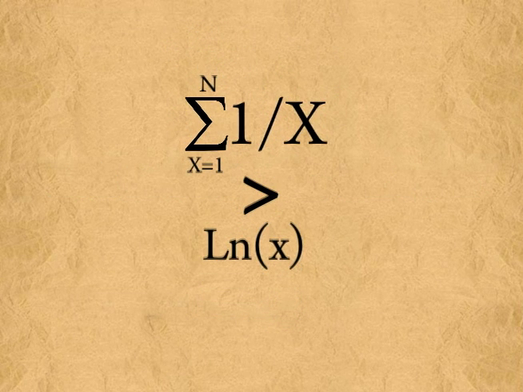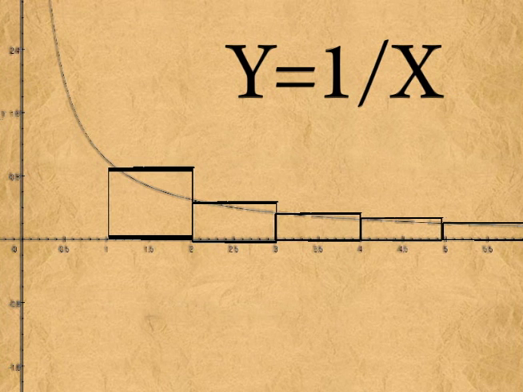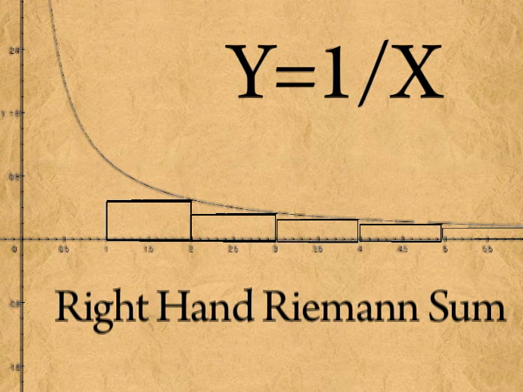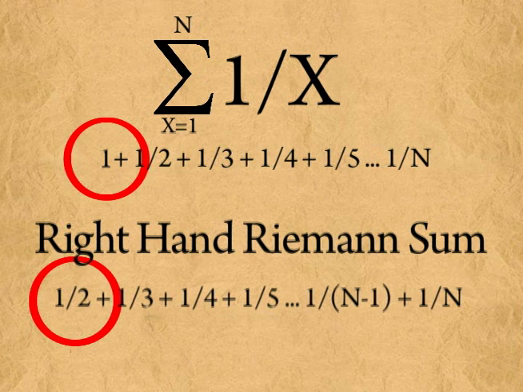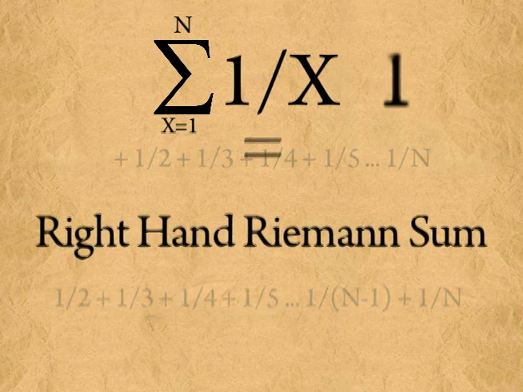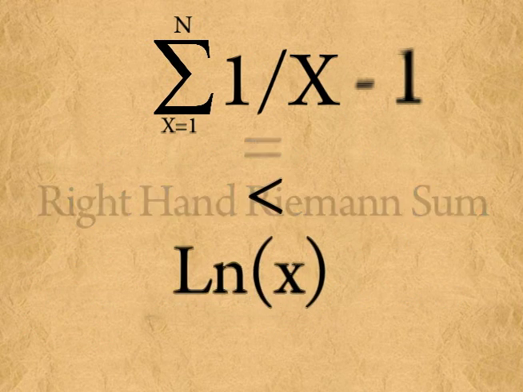Now, if we change our Riemann sum to a right-hand approximation by moving the tops of the rectangles down like this, the total area is now clearly less than the natural log of x. Also, when we compare the new Riemann sum with our equation, the Riemann sum is simply our equation minus the first term, this one. So, with a little rearranging, we get that our equation is less than the natural log of x plus 1.